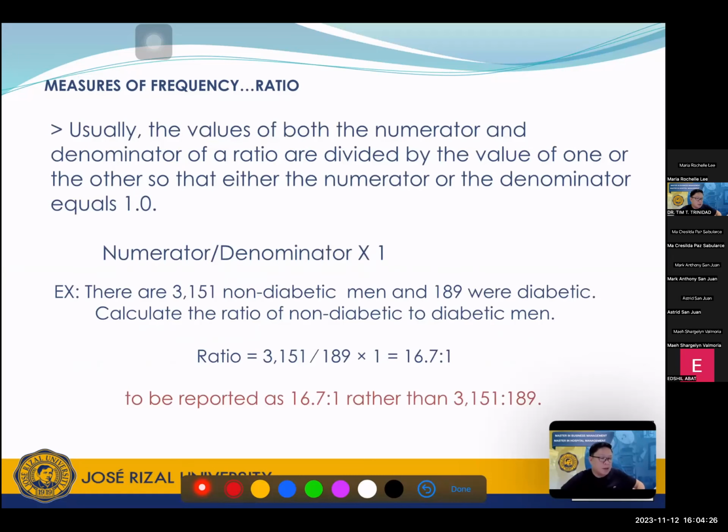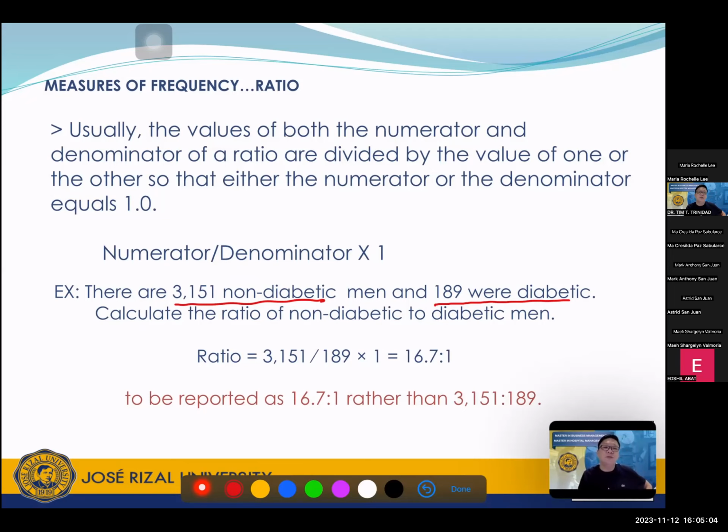Okay. So usually the values of both the numerator and denominator of a ratio are divided by the value of one or the other, so that either the numerator or denominator equals 1. Very simple. Numerator divided by the denominator times 1, that will become your ratio. Okay. So for example, there are 3,151 non-diabetics and there are 189 that are diabetic. Describe your data in terms of ratio. Can you compute?